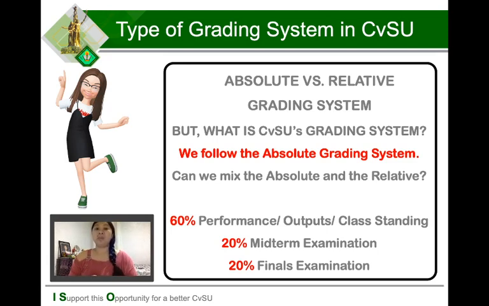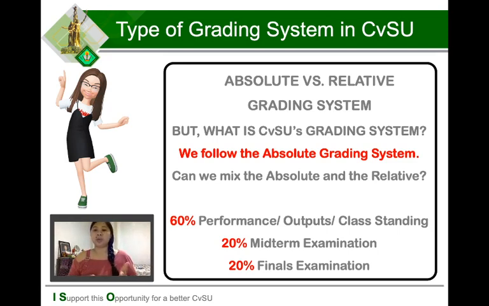Ma'am, can we mix the absolute and the relative? Technically, if the university is following the absolute grading system, then you cannot mix the two. However, for the purposes of being very accommodating, very lenient, and giving consideration to our students, we may insert some, which has the relative grading system. But please do not use the plus 50. You can just stick with times 70 plus 30.